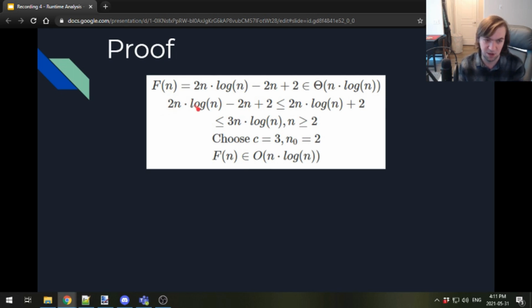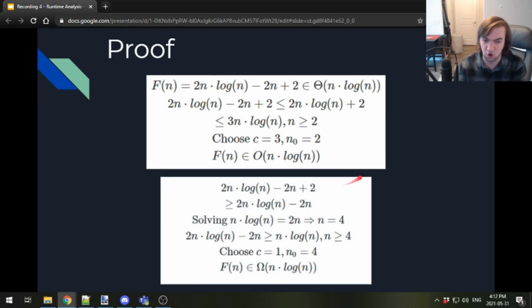If we have 2n log n minus 2n plus 2, we know that that is lower than if we ignored the negative term, right? We just have 2n log n plus 2. That in itself is smaller than 3n log n, assuming n is at least 2, right? If n is at least 2, the extra value here is going to help us overcome the fact that we're losing the plus 2 out of the side. So if we choose c to be 3 and n0 to be 2, we can show that f is in big O of n log n. That's half our proof done.